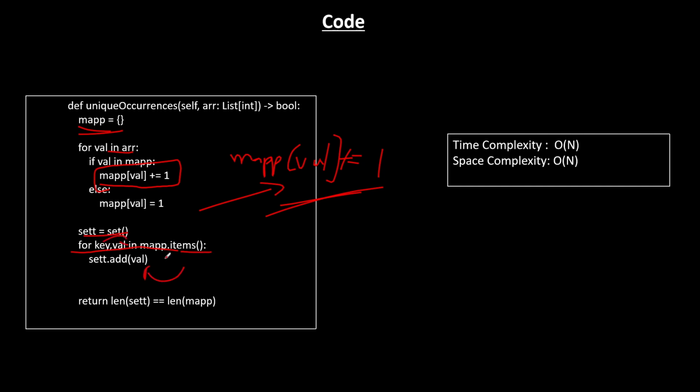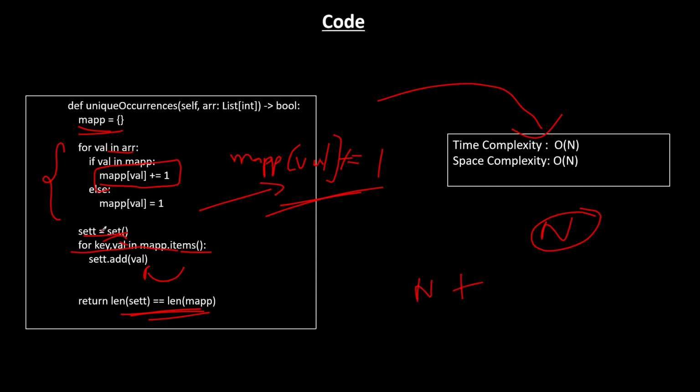So, at the end we just compare their length. If it is equal, we return true, otherwise false. Now, time complexity comes out to be O of n here. Why? Because the length of the array is n, we will iterate n times. First iteration is done here for storing the values in the dictionary and taking the frequencies. Fine, O of n time.